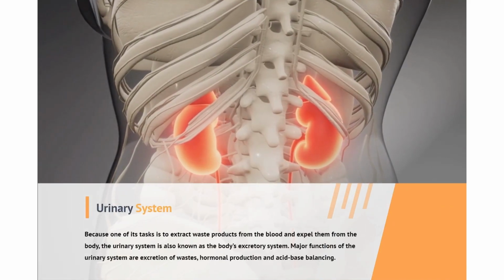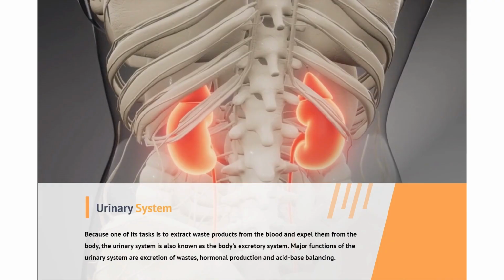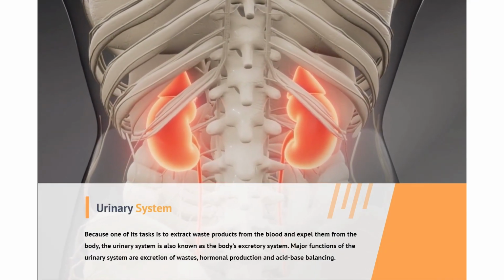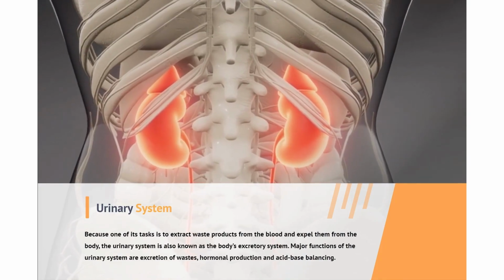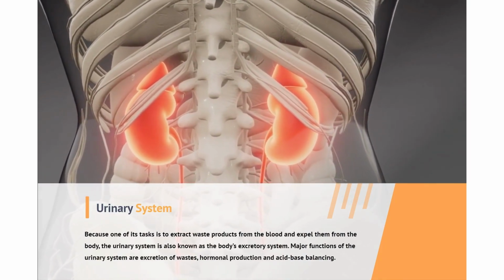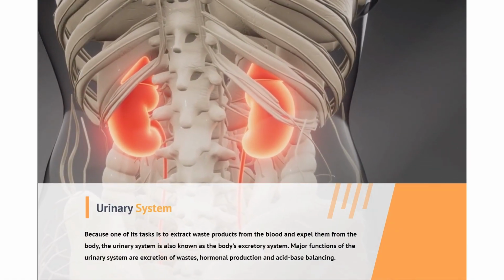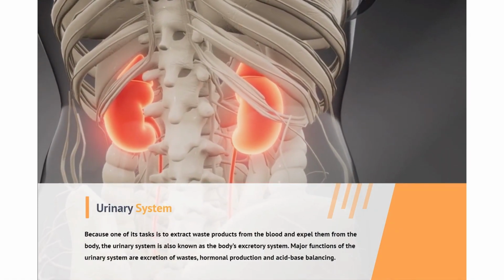Because one of its tasks is to extract waste products from the blood and expel them from the body, the urinary system is also known as the body's excretory system. Major functions of the urinary system are excretion of wastes, hormonal production and acid-base balancing.